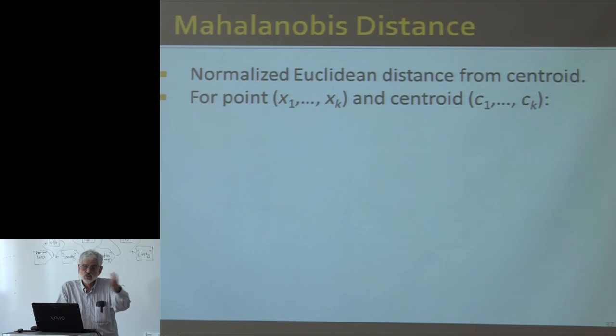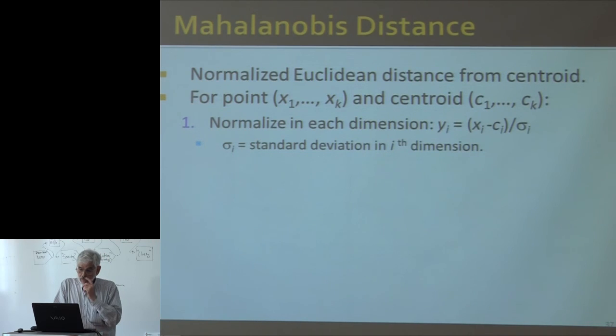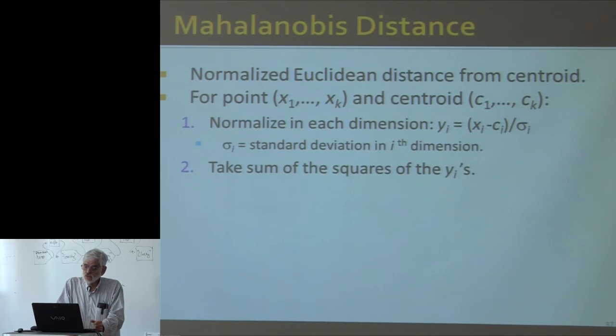That is, if the point, let's say it's k dimensions, so you have point x1 through xk, and the centroid is c1 through ck. The first thing you want to do is normalize the distance in each dimension, which means you take the distance between the point and the centroid in that dimension and divide it by the standard deviation in that dimension. And again, you can compute the standard deviation from the sum and the sum squared in that component. And then you take the sum of the squares of the normalized dimensions and take the square root, and that is the normalized Euclidean distance, or the Mahalanobis distance of the 2 points.